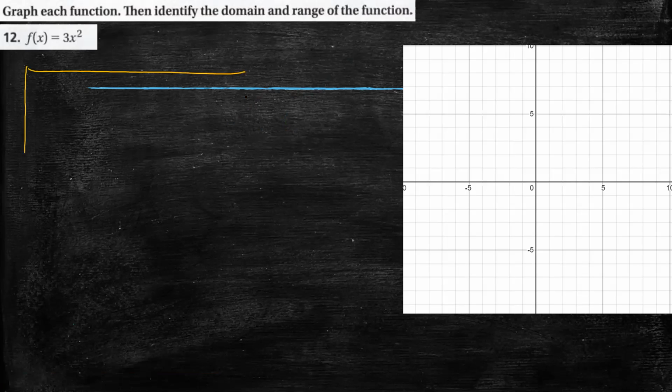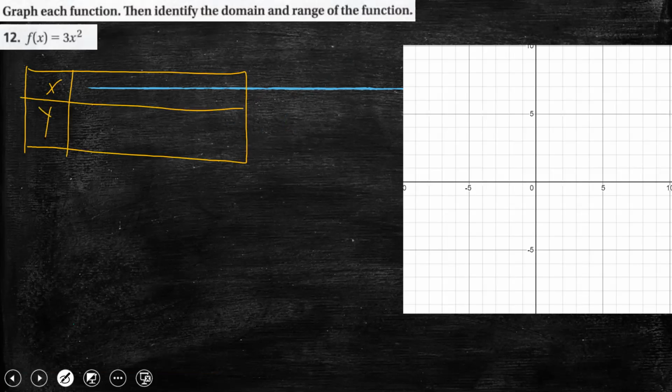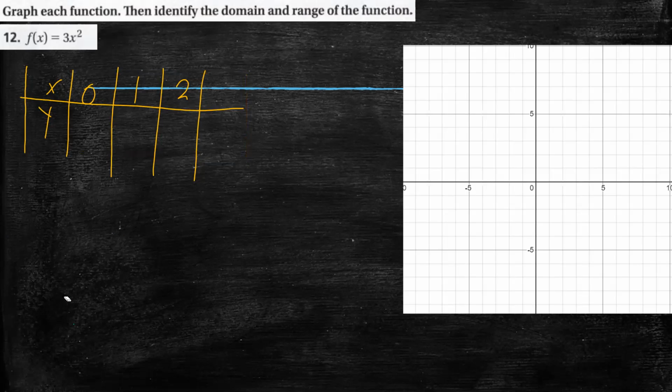Sorry. So make a table like this. X, Y. 0, 1, 2. I can stop here. There's no problem. So this is now for the x and for the y points. I choose these points 0, 1, 2.